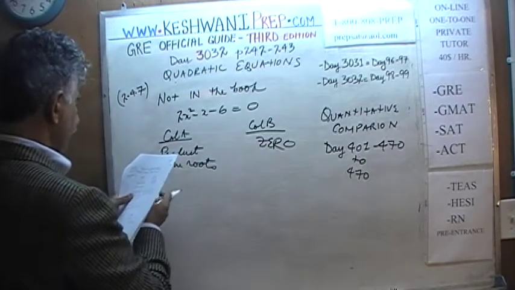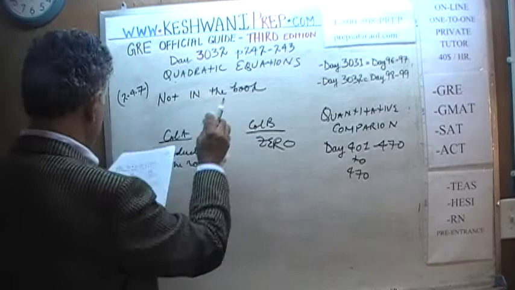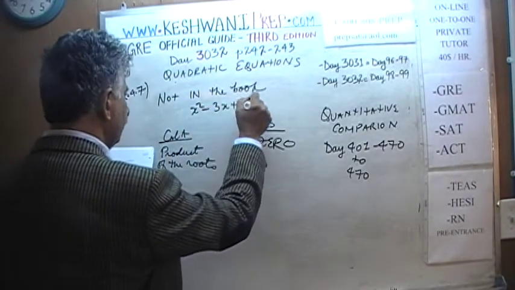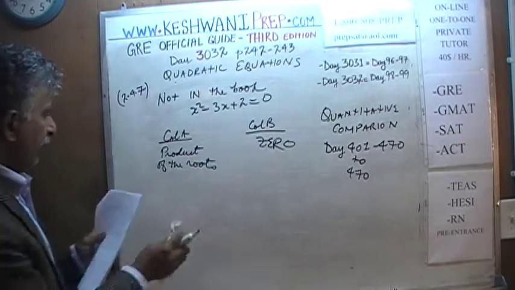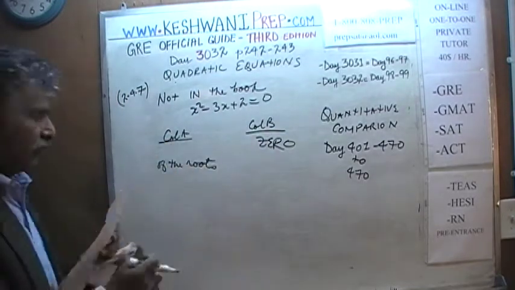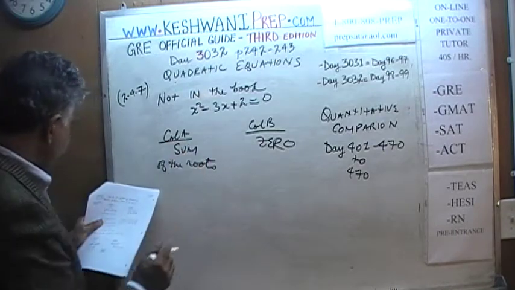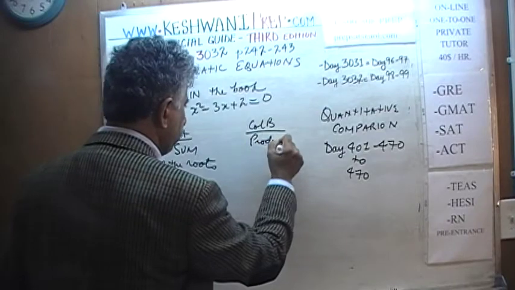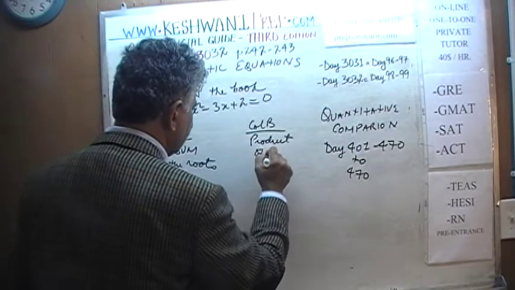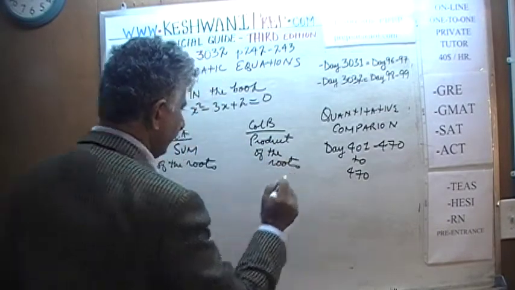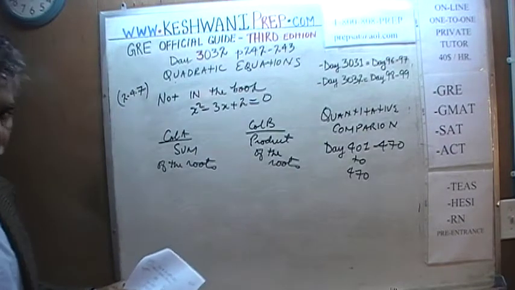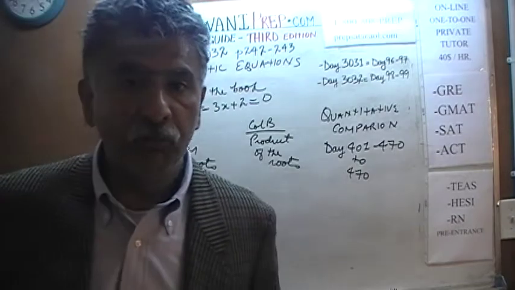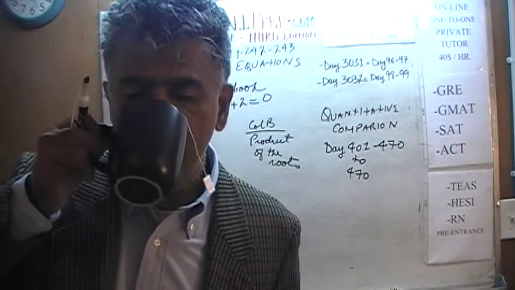And the equation is x squared minus 3x plus 2 is equal to 0. And we're being asked to compare the sum of the roots versus the product of the roots. That's your next homework, 2.4.7. Again, it is not in the book. That's your next question. I'm going to give you one more, because those three are the ones we're going to do in the next video.